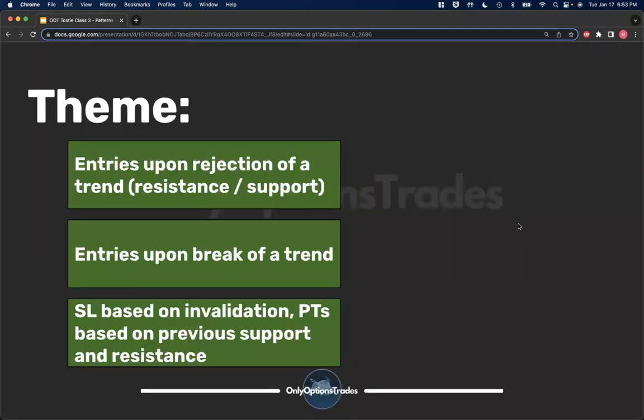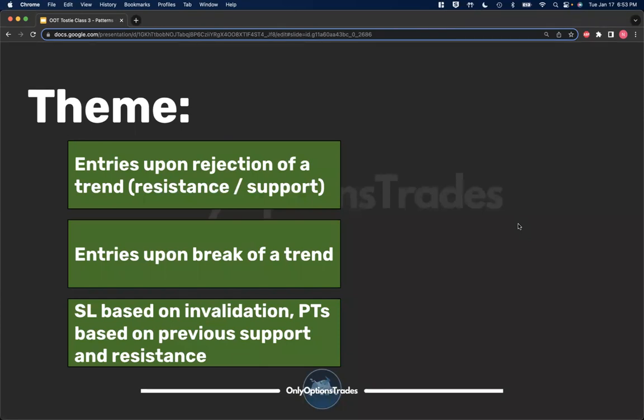And yeah, again, just to reiterate, let's talk about the themes that we've been talking about tonight, right? We've been talking about entering when we reject the trend, right? So for example, when we bounce off resistance or bounce off support, we've talked about entering on a breakout of the trend. We've talked about looking at multiple confluent reasons to be entering any specific trade.